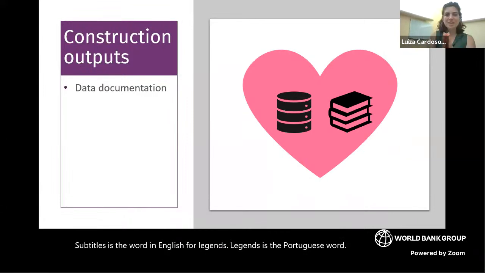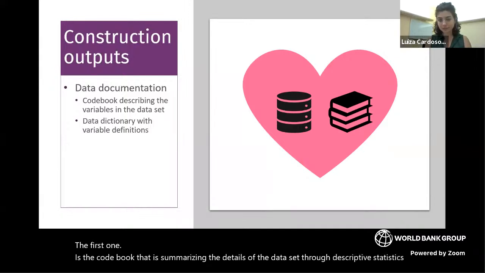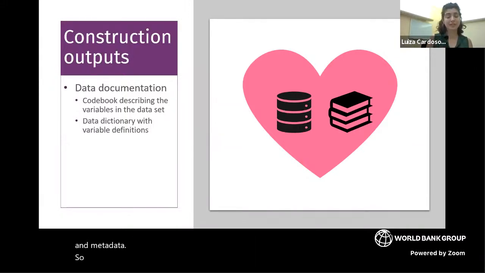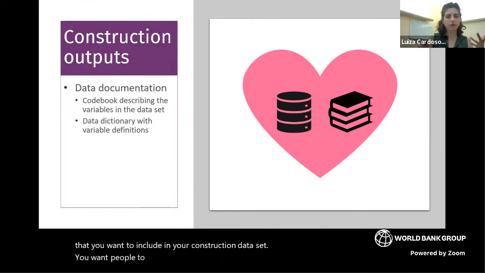Okay, so there are 3 pieces of documentation that should always be included in any project. The first one is the code book that is summarizing the details of the data set through descriptive statistics and metadata. So we discussed what a code book is last week for the clean data set. That's the same thing that you want to include in your construction data set. You want people to be able to see the high level idea of the values of each variable.